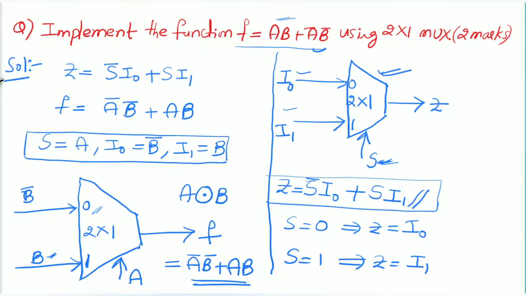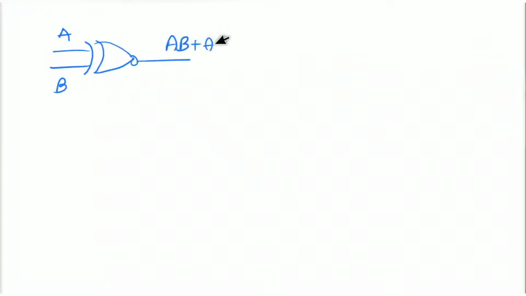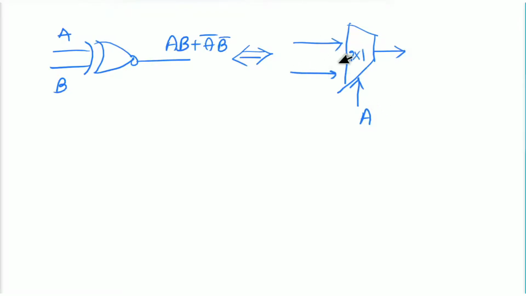So this is the XNOR gate. If I give A B here, you will be getting AB plus A bar B bar. This is the same as your 2:1 multiplexer with selection line as A, this 0 line and this 1 line, with this being B bar and this being B. Then you will be getting the same expression, F is equal to AB plus A bar B bar.